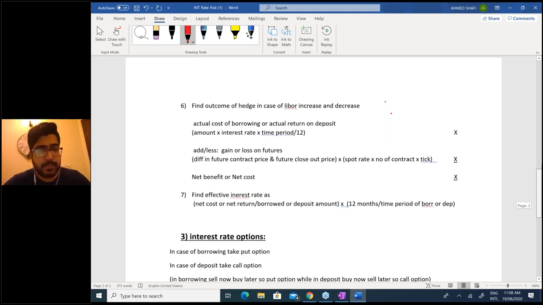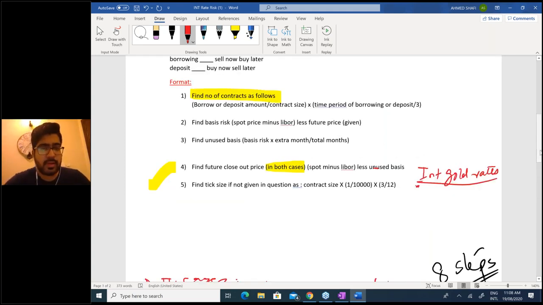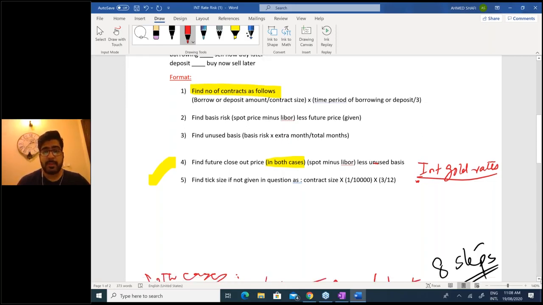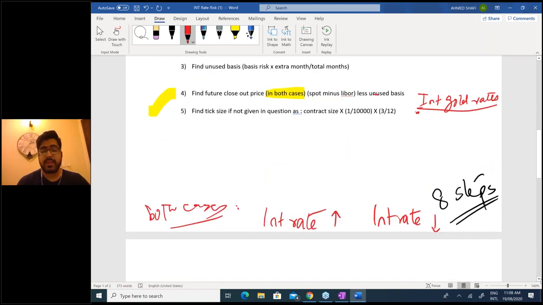The format of futures is: you need to find the number of contracts, which is borrowed or deposit amount over contract size, into time period over 3. Then you need to find basis risk, then unused basis, then futures closeout price. What is this basis risk or unused basis? I will tell you. Then you need to find the futures closeout price in both cases, spot minus LIBOR less unused basis. Then you need to find the tick and the outcome of the hedge.